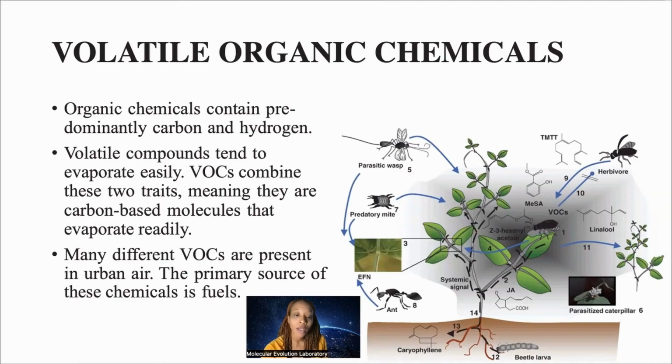Organic chemicals contain predominantly carbon and hydrogen. They tend to evaporate easily. They combine 2 traits, meaning they are carbon-based molecules that evaporate readily. Many different VOCs are present in urban air, and the primary source of these chemicals is fuel.